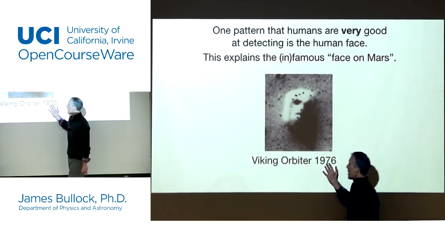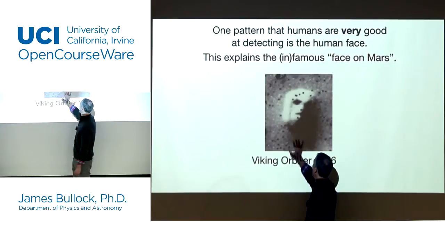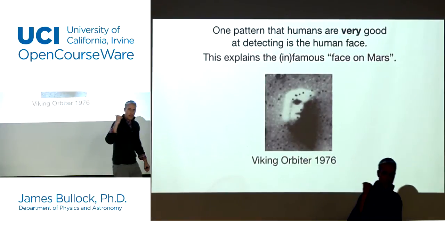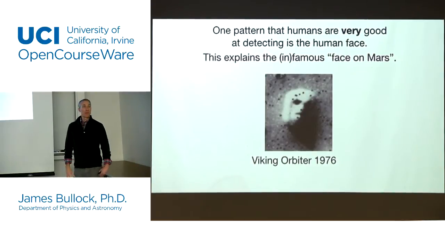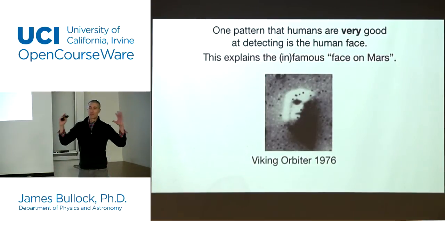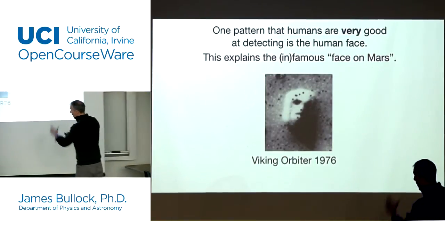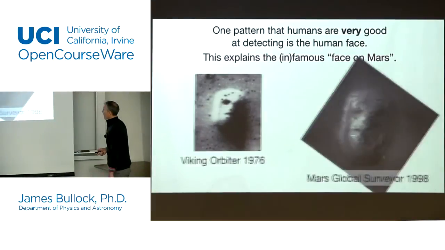There's a picture that was taken by one of the Viking orbiters in 1976 of the surface of Mars, and people just immediately said, well, clearly there's an advanced civilization there that's built a huge face on the surface of Mars, and there's nothing else that this could possibly be. That is also a bit of an optical illusion. We see that, and boy, it really does look like a face.